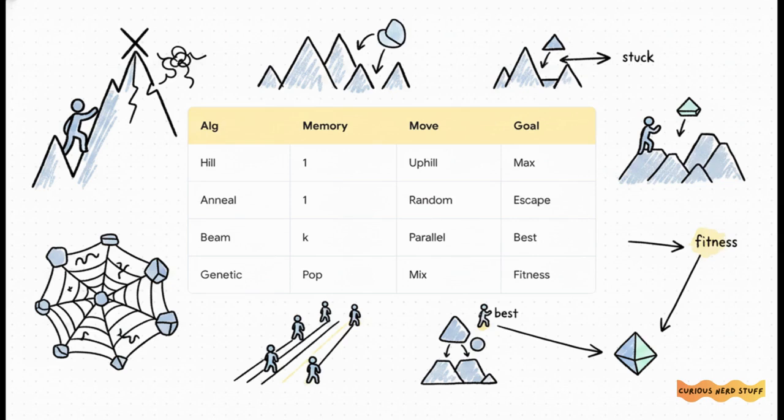Then, we expanded our memory. Local beam search tracks k-states, searching in parallel to find the best of multiple paths. And finally, genetic algorithms. The memory is an entire population. The movement style is crossover and mutation. And the ultimate goal is digital evolution toward perfect fitness. It's just an absolutely incredible progression of problem solving.